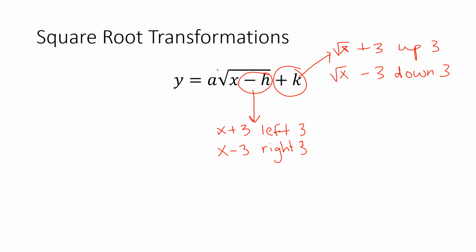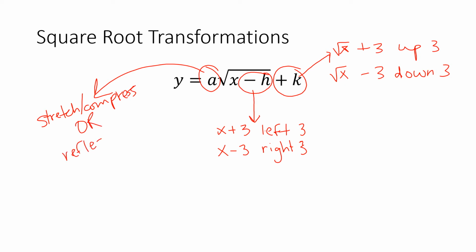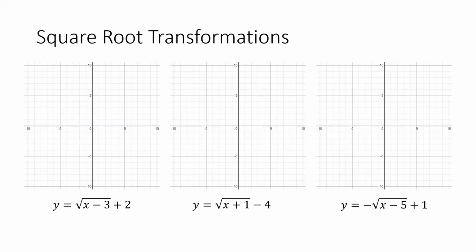Now there is one more thing that we could throw in here, and that would be a leading coefficient. If you have a number at the very front, this is going to stretch or compress your graph, or reflect your graph. If you throw a negative in there, it's just going to flip the entire graph over. So let's take a look at how some of these will appear whenever you're graphing a square root function.